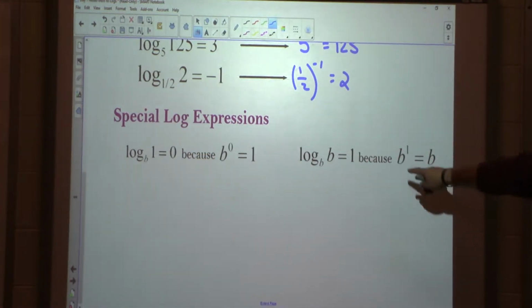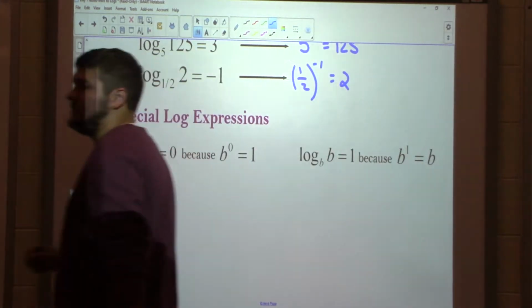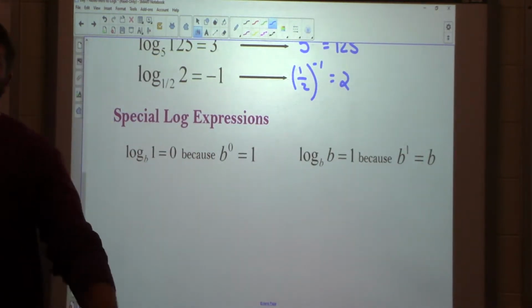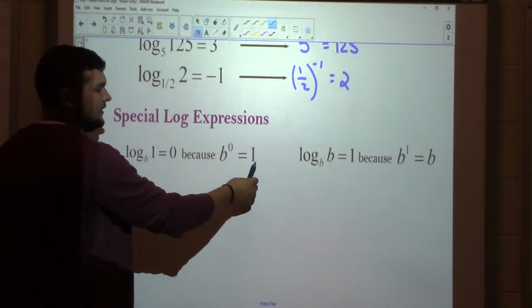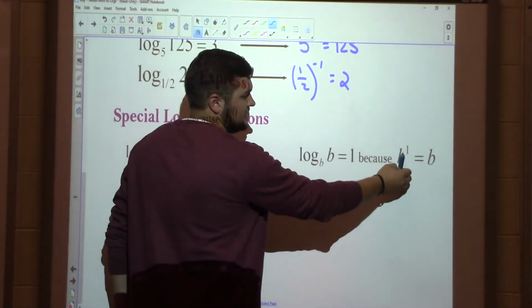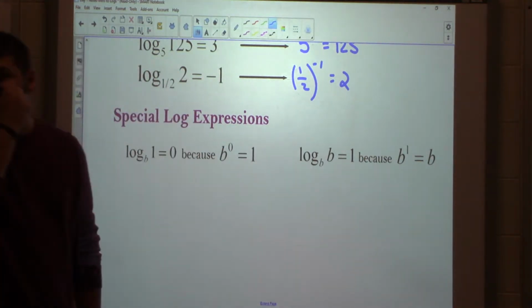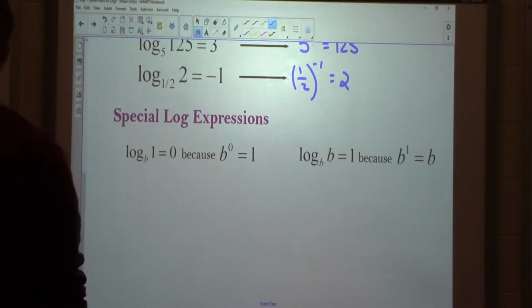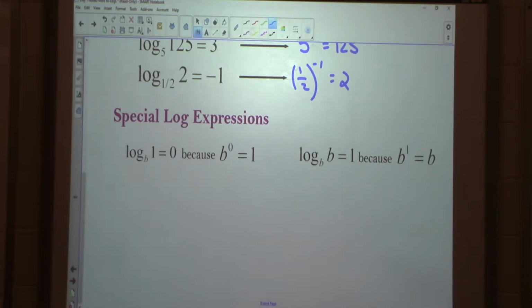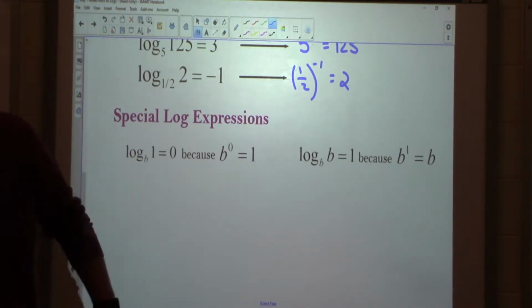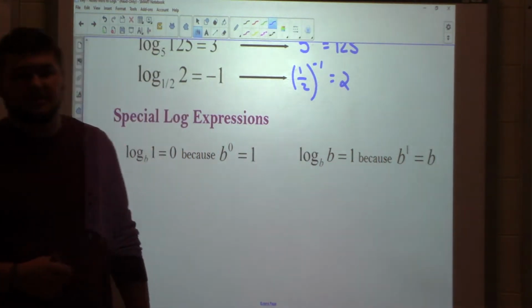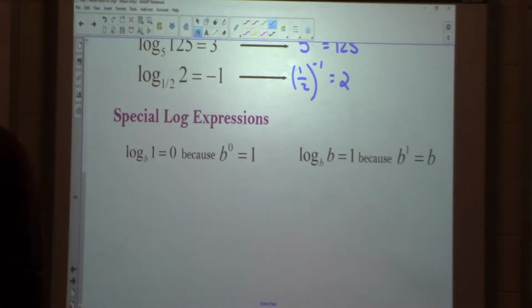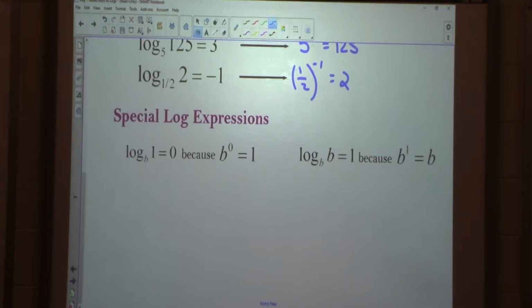Our second special case, log base b of b equals 1. Anytime you take the log of something that is the same as your base, it will always, always, always equal 1, because if I change the exponential, b to the first power will always be b. Right? 7 to the first power is 7. 8 to the first power is 8. X to the first power is x. Doesn't matter what it is, if it's to the first power, it doesn't change. So if we take the log base b of b, it will always equal 1.